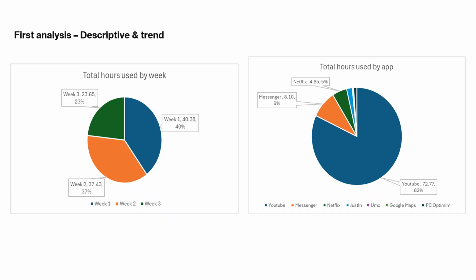This chart shows the total used per week and total hours used by app. So in week 2, I reduced the screen time by 7% compared to week 1. In week 3, I reduced almost 50% of screen time compared to week 1. YouTube is the app that takes up the most of my phone time, accounting for 82% of total phone usage time.